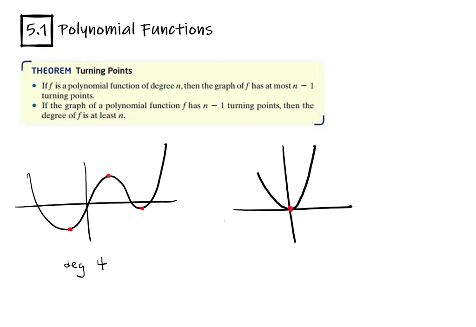For this one, it could potentially be degree 2. That's the least degree it could have when looking at a graph with only 1 turning point. But it could possibly be degree 4 or degree 6 or degree 8. The lowest it can be is degree 2. That's what these two theorems say.